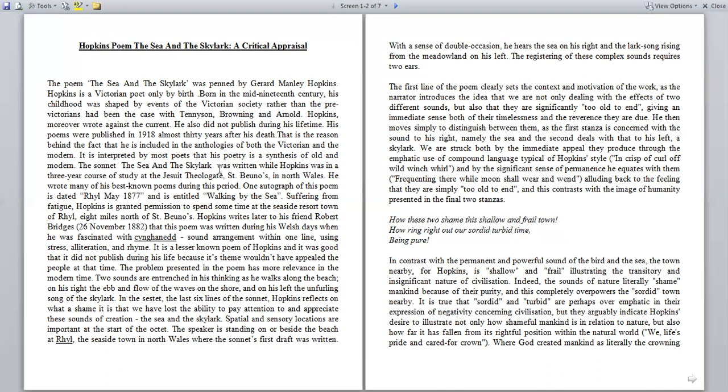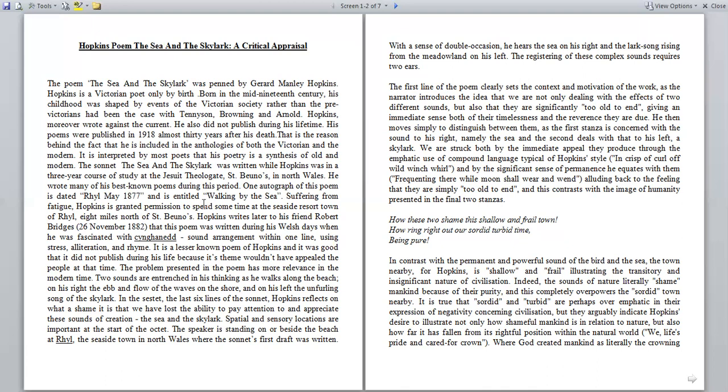The sonnet, The Sea and the Skylark, was written while Hopkins was in a 3-year course of study at the Jesuit Theologiate St. Bruno's in North Wales. He wrote many of his best known poems during this period. One autograph of this poem is dated Ryle, May 1877 and is entitled Walking by the Sea.